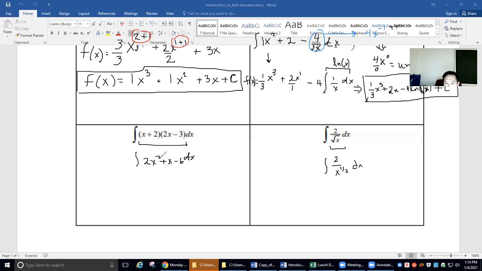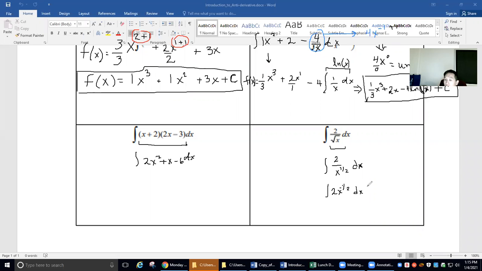So I'm not going to do this one because this is basically like the one above, but I am going to work a little bit with this one with you guys before we end the class. I can rewrite it one more time as 2 times x to the negative 1/2 dx.